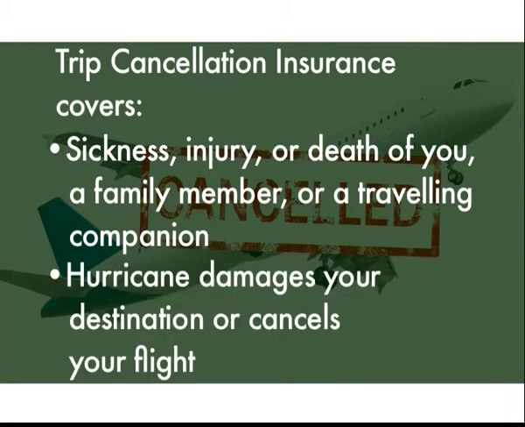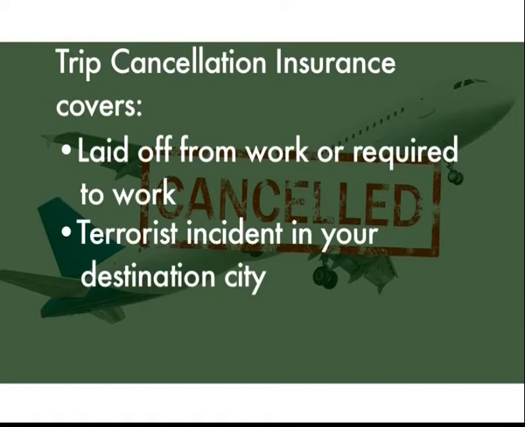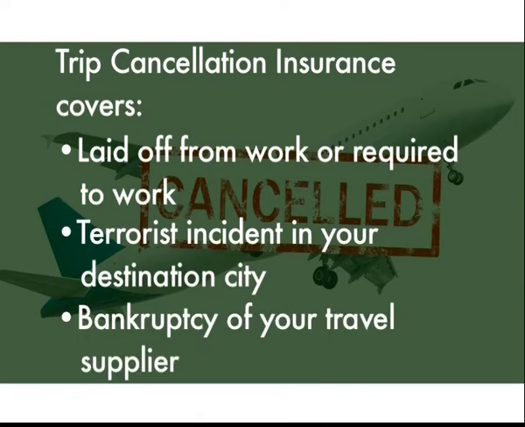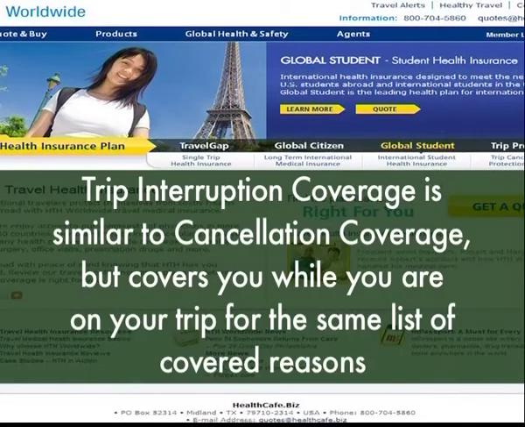Hurricane damages your destination or cancels your flight. Laid off from work or required to work. Terrorist incident in your destination city. Bankruptcy of your travel supplier. Trip interruption coverage is similar to cancellation coverage, but covers you while you are on your trip for the same list of covered reasons.